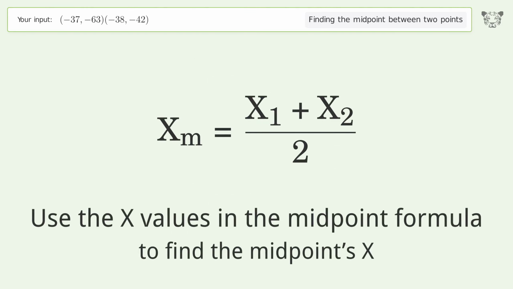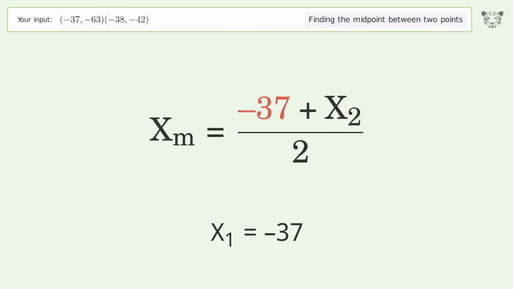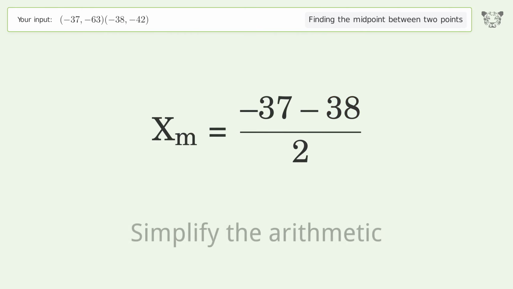Use the x values in the midpoint formula to find the midpoint's x. x1 equals -37. x2 equals -38. Simplify the arithmetic.